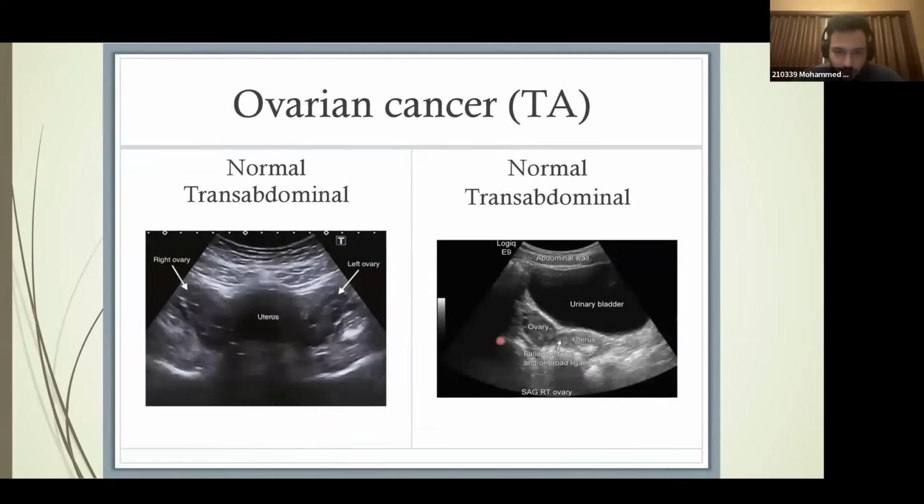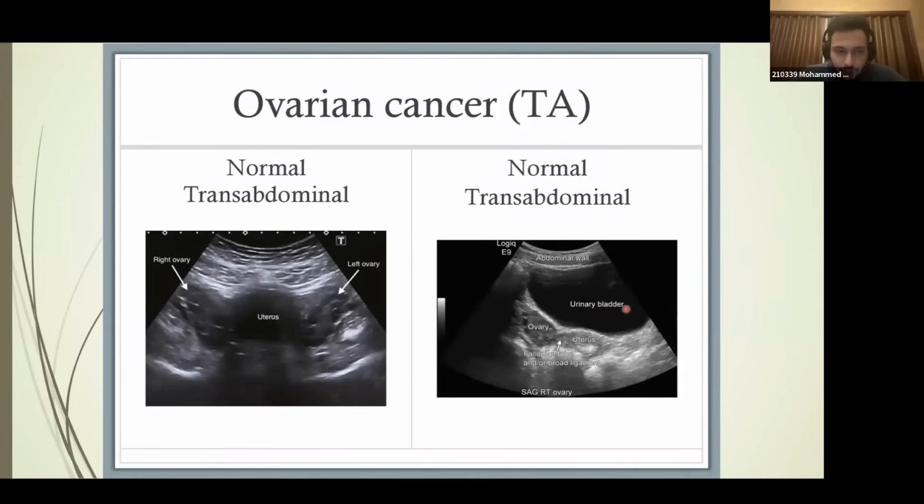Now this, ovarian cancer. So this is going to be a normal transabdominal ultrasound. You can see the uterus and you can see the ovaries. This is basically looking from above. So this is the uterus and these are the two ovaries. You might appreciate the fallopian tubes, you might not, but anyways, these are the two normal ovaries. This is transabdominal.